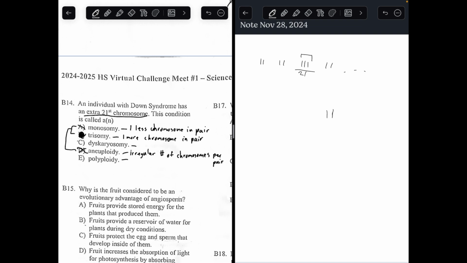Dyskaryosis is essentially where the cervix gains an abnormal amount of cells. That's actually very different from what's being talked about in number 14. So, irregular cell growth in the cervix.